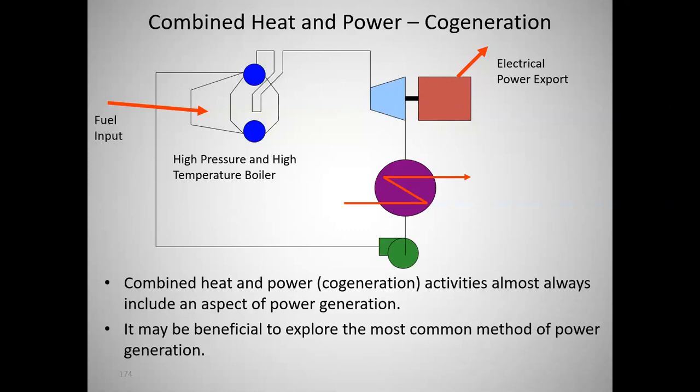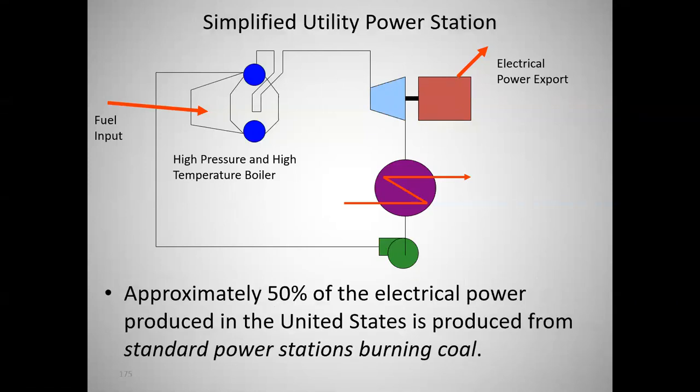Combined heat and power cogeneration activities almost always include an aspect of power generation, electricity. It may be beneficial to explore the most common method for power generation. This is going back to what a utility does. It only makes one product, right? TVA makes electricity. They don't produce dry wood. They don't produce anything other than electricity. So they're kind of a one-trick pony, you might say.